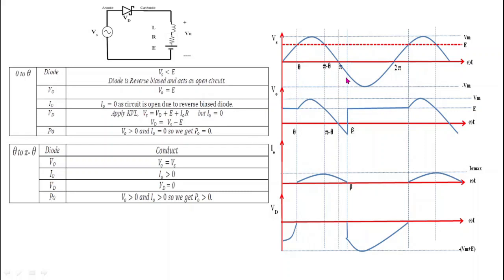Now here this red dotted line shows the EMF E, and we can see this red dotted line and the waveform of Vm sin omega t intersect at this point. So what is this point? This point is theta, or we can say that the intersection of this EMF E and the Vm sin omega t waveform occurs at angle theta. So we will see the operation of this circuit in four angular slots. First we will see the operation from 0 to theta, then from theta to pi minus theta, then from pi minus theta to beta, and after that beta to 2 pi.